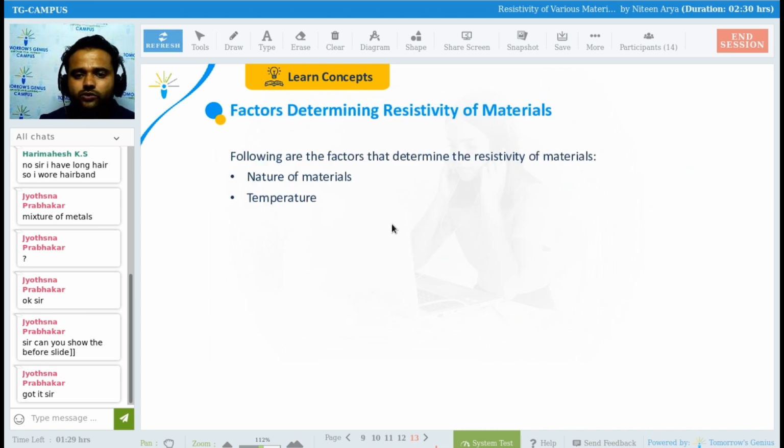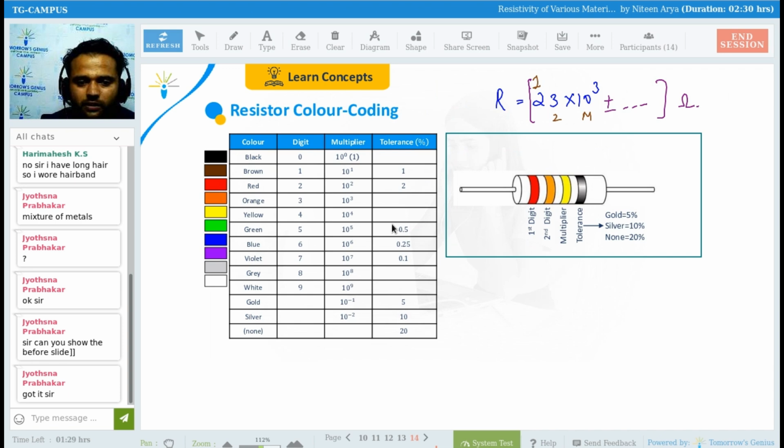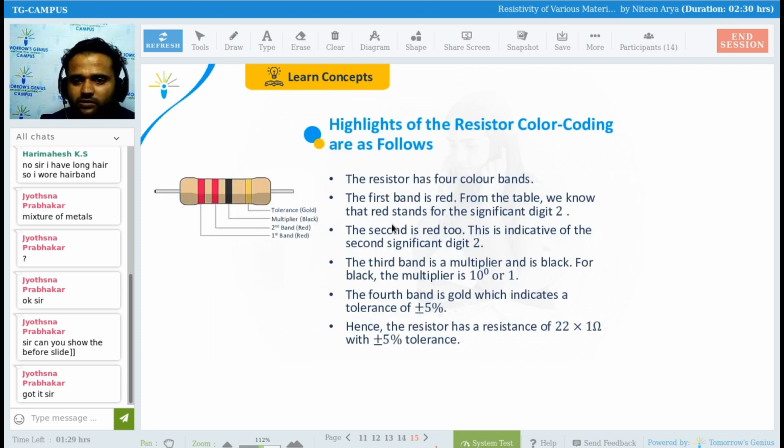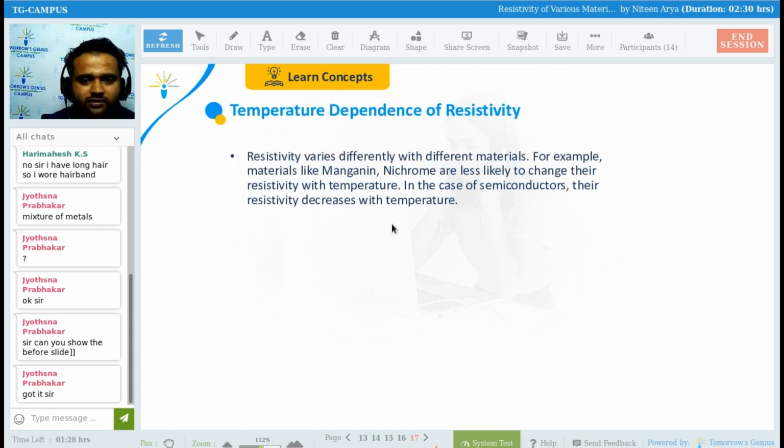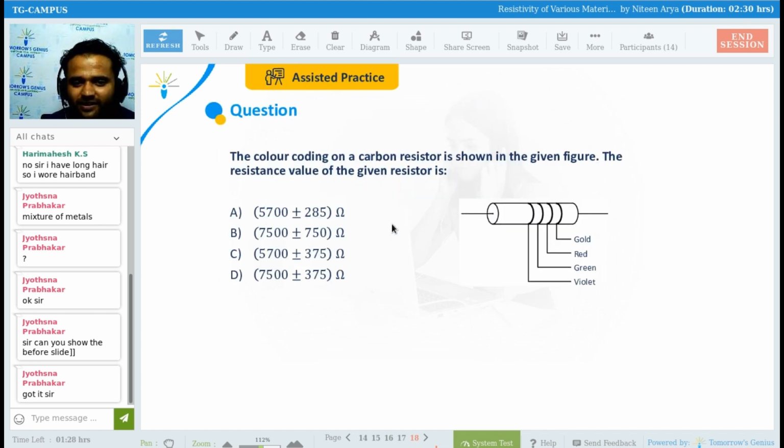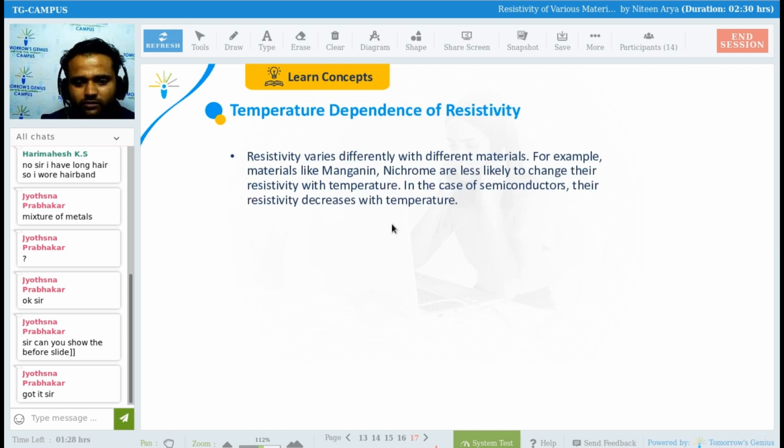Okay. So these are the factors determining the resistivity of a material. Following are the factors that determine the resistivity of materials: nature of material and temperature. And moving ahead, this is again resistor color coding, which we have done. This is the highlight of resistor color coding, how we can find it. And this is temperature dependence of resistivity.